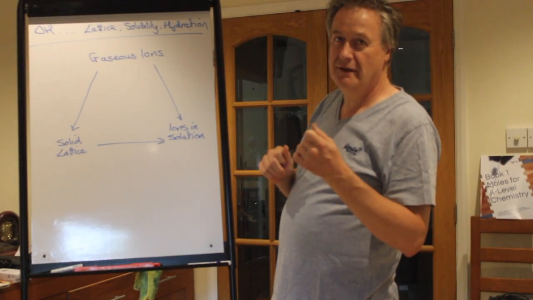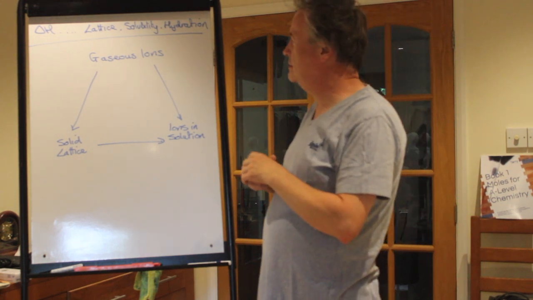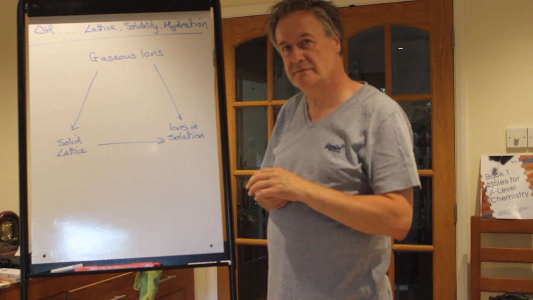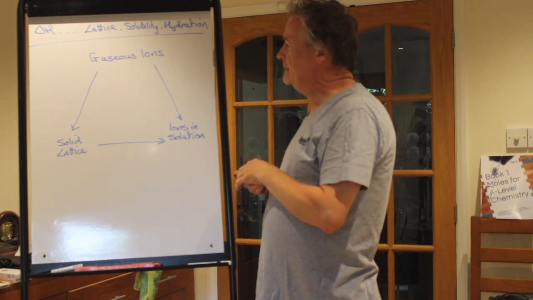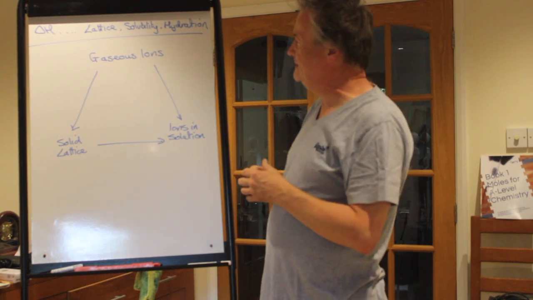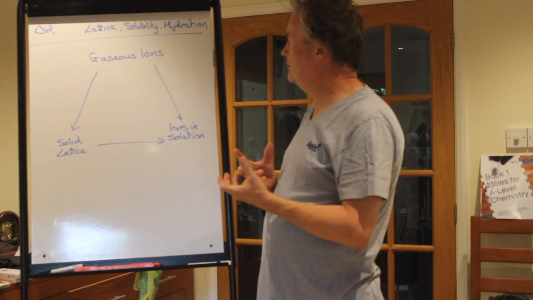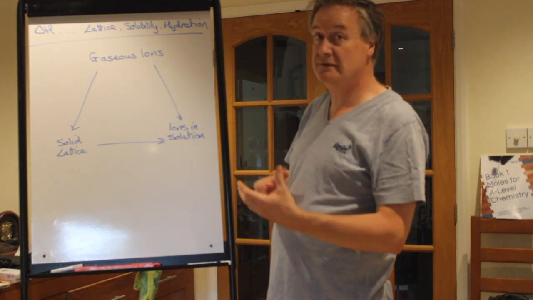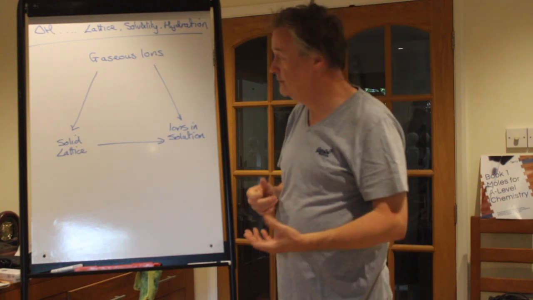Time for another energy cycle revision piece, because there's another thing I was asked for. It's the link between the delta H values for lattice energy, solubility and hydration. Now you do have to know firstly what they are. They're things at A level that you have to remember.